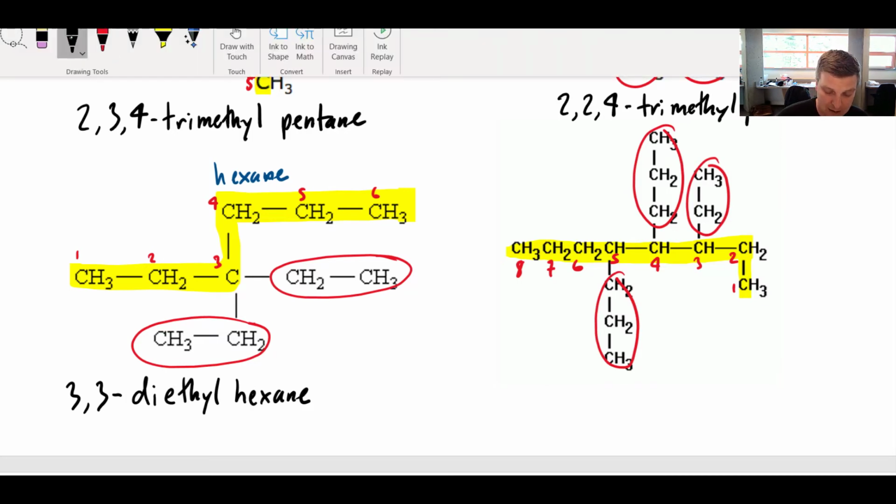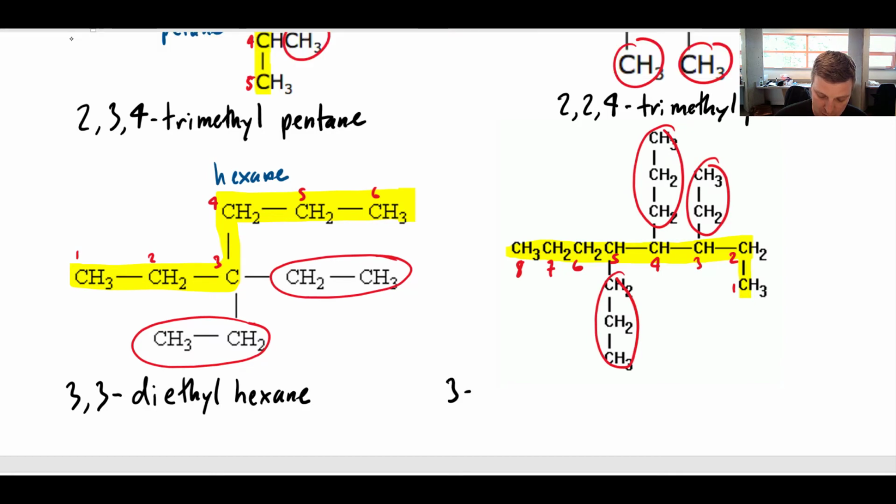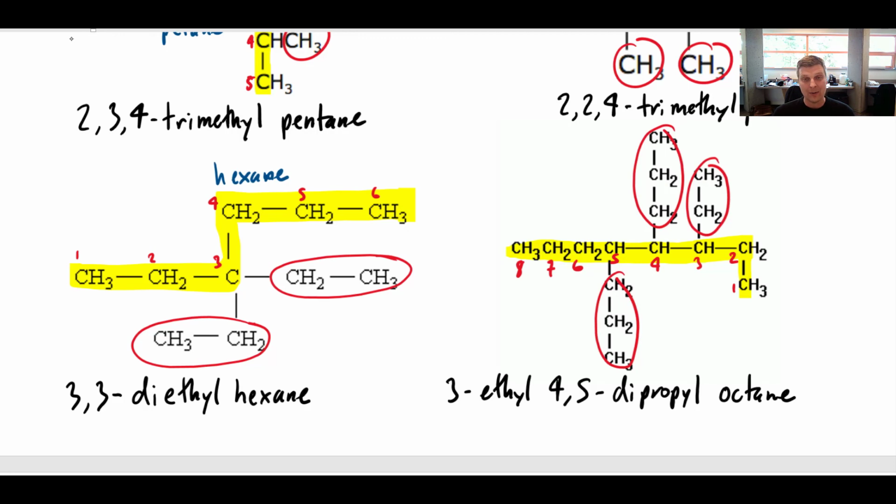So the way I'm going to name this is going to be 3-ethyl-4,5-dipropyl, and then my parent chain, which is an octane. All right, so that is it for naming alkanes.